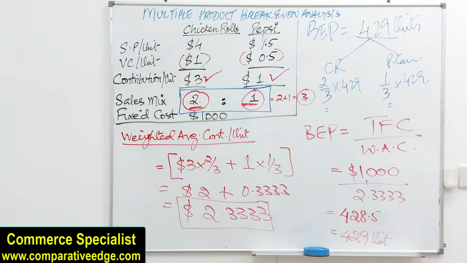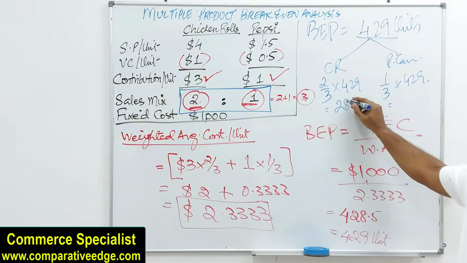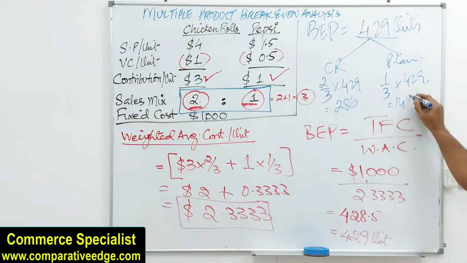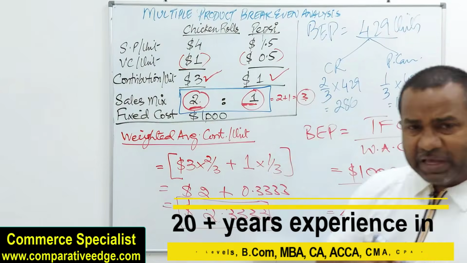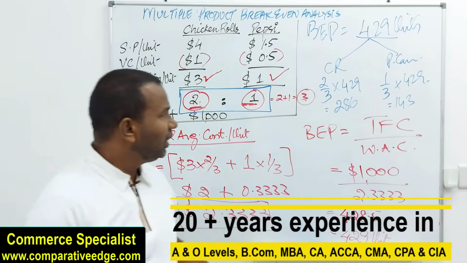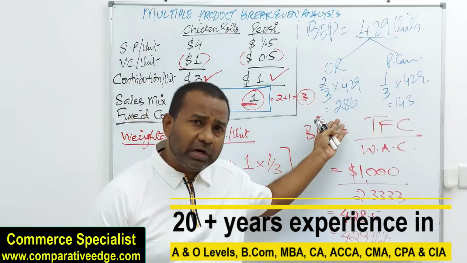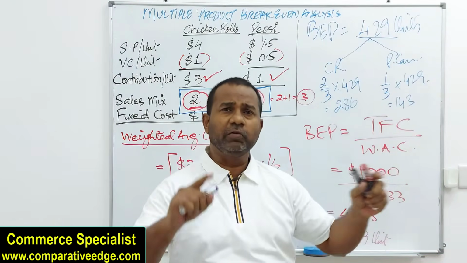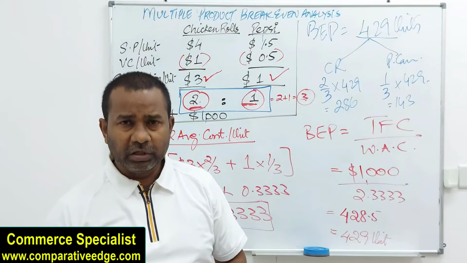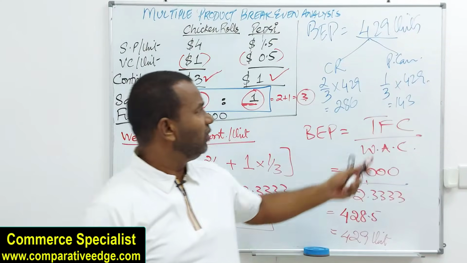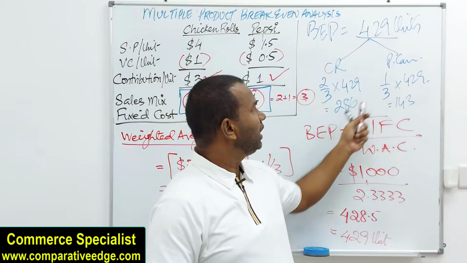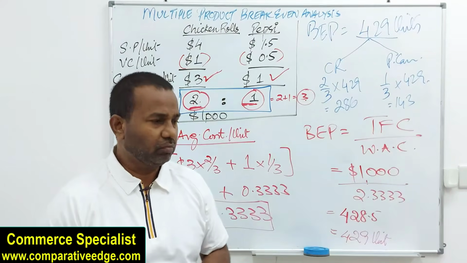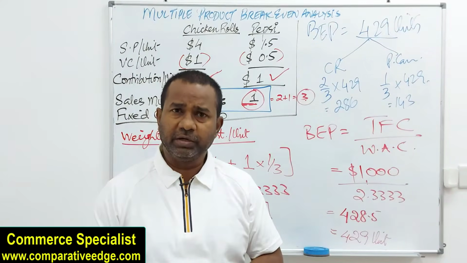So if we calculate, how much do we get? 286 and 143. Which means if we sell 286 chicken rolls and 143 Pepsi cans, we are going to break even. And when you add these two, you will get 429. So I hope you have understood the concept.